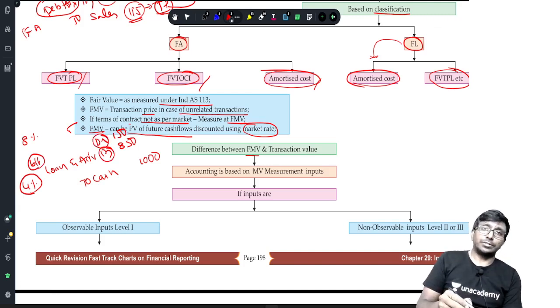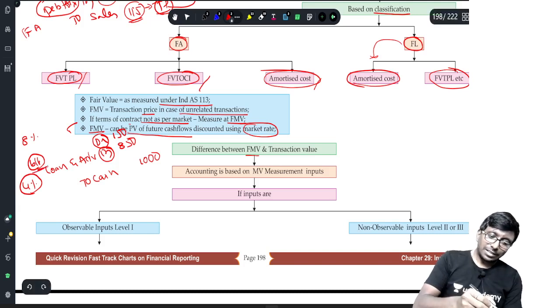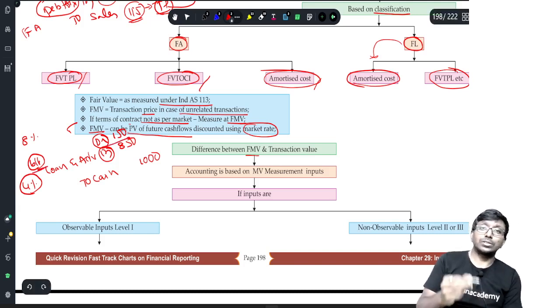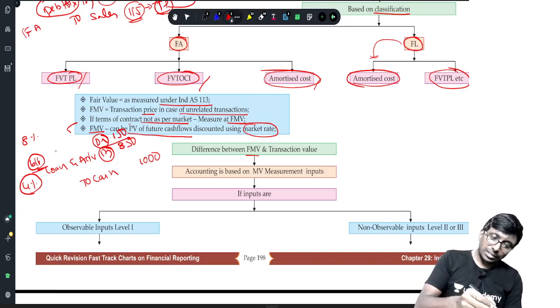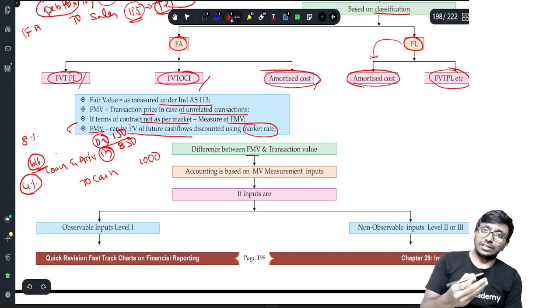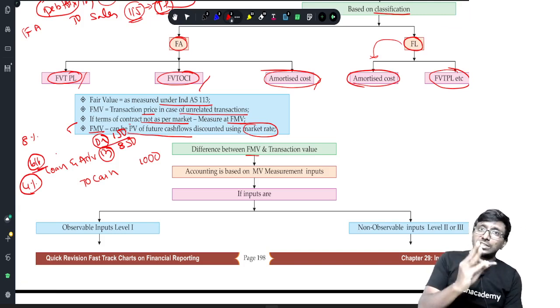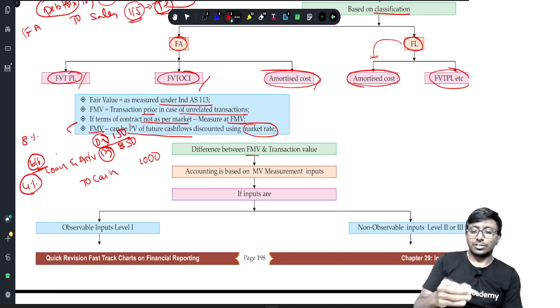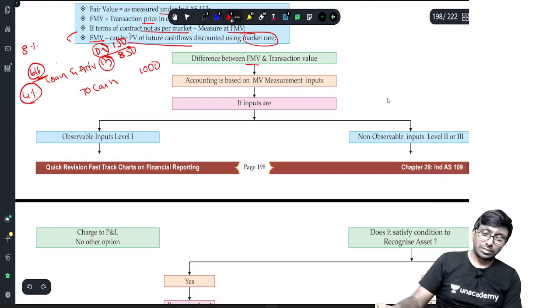What should I do with it? Understand? The balancing figure is 150 rupees. What to do? Shall I charge it to P&L, or can I recognize it as an asset? It has some small link with the point. What is that point?